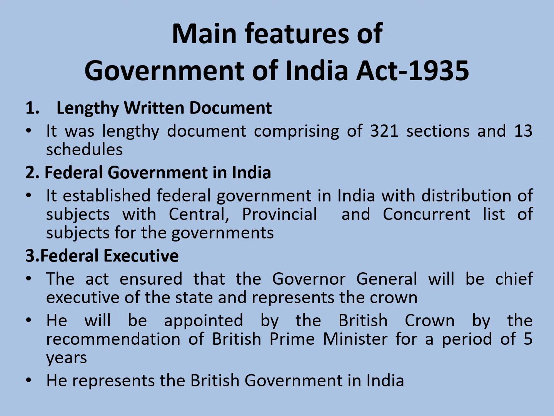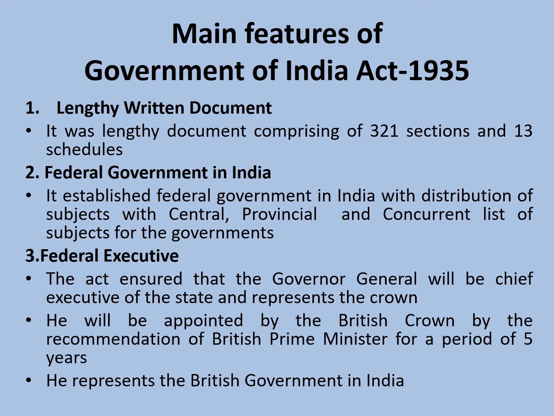Second thing, it suggested a federal government in India. Federalism is a system where there will be two kinds of administrative sections, one at the central and one at the provincial level. And we still follow that pattern. We call it the division of powers between the central and the state by the central list, state list, and concurrent list, which was there in the Government of India Act 1935 as central, provincial, and concurrent list.